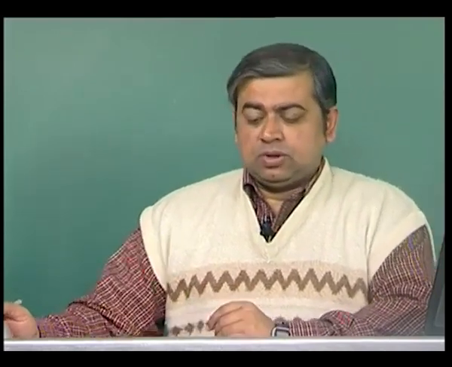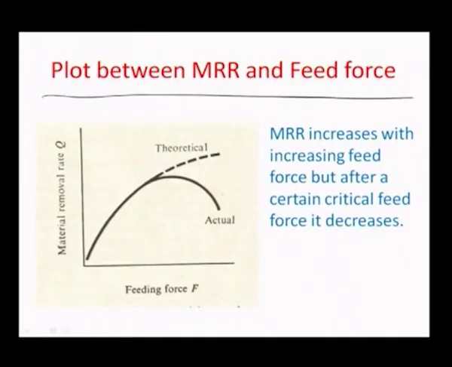So one case is the MRR plot with respect to the feed force, or the average force. This is a plot of the average feeding force, F average, as you saw, and it is obvious to assume that if F average is more, then Q is more. Okay. So the theoretically predicted trend would look something like this, represented by this dotted line here, as if the F average keeps on increasing, the Q should increase.